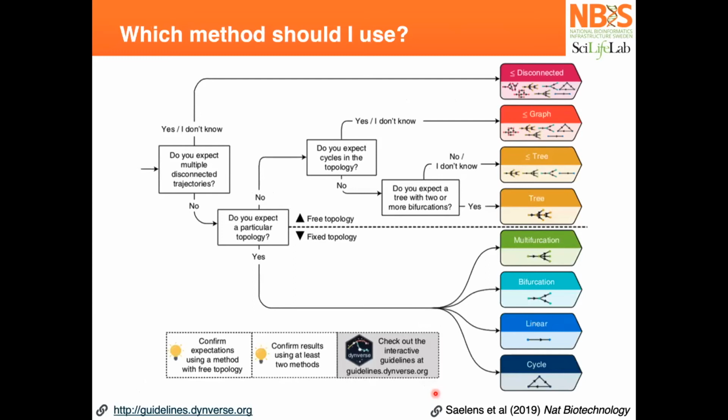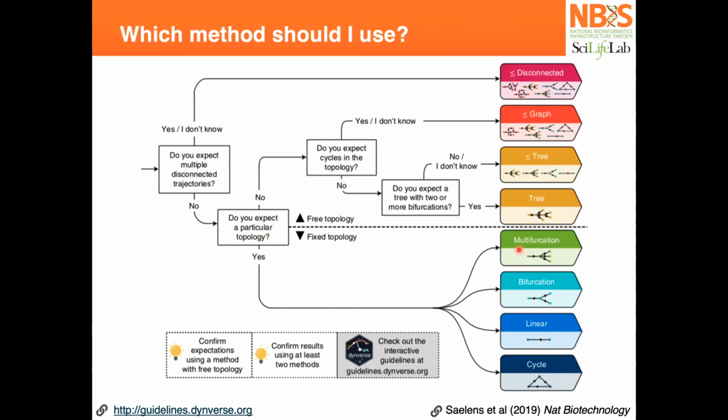So how do I know which method should I use? In this paper and in these guidelines for Dynverse, it is very easy to see. So for example, do I expect multiple disconnected trajectories? If yes, these multiple disconnected trajectories will be, for example, in a complex tissue where fibroblasts, epithelial cells, and immune cells have completely different trajectories. So each one should be fit with a different method, and then there is only one method that you can use. Otherwise, you can just subcluster, for example, epithelial cells, and do the trajectory using these other methods that I'll mention now. So do you expect any particular topology?